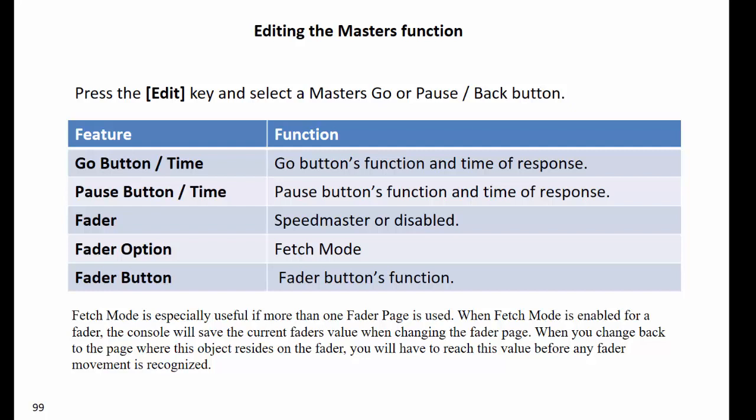The fader will determine if it's a speed master or if it's disabled. The fader option function is fetch mode. Fetch mode is especially useful if more than one fader page is used. When fetch mode is enabled for a fader, the console will save the current fader's values when changing the fader page. When you change back to that page where this object resides on the fader, you will have to reach this value before any fader movement is recognized. And the fader button allows you to change its function from the pull down.